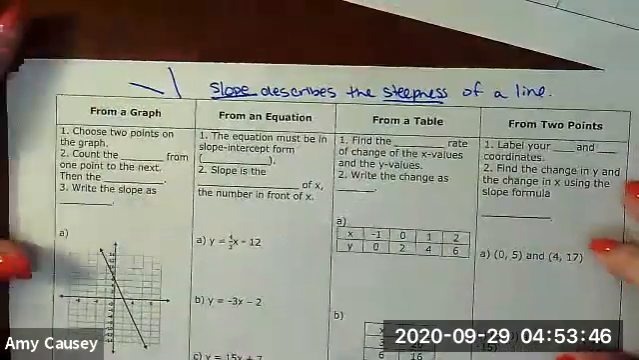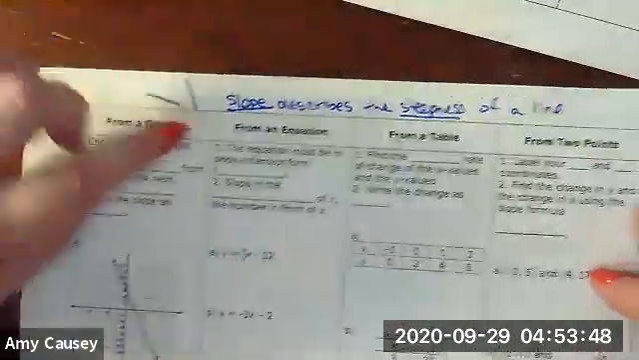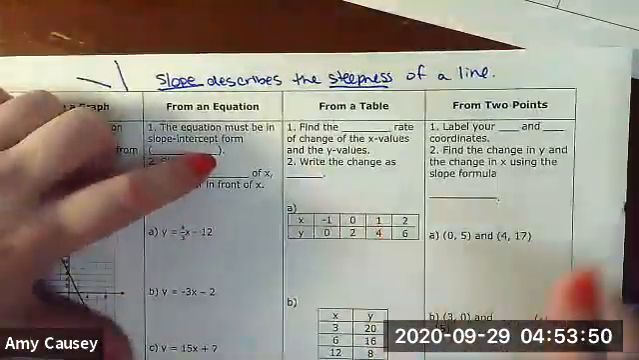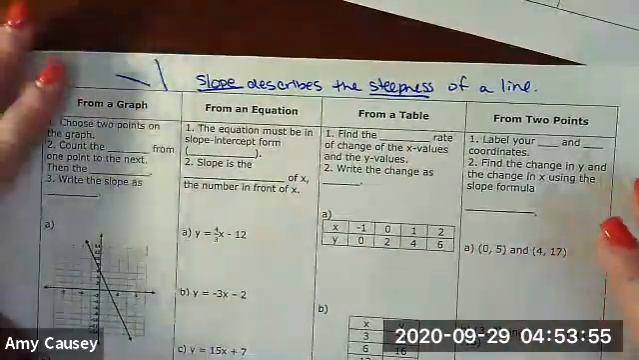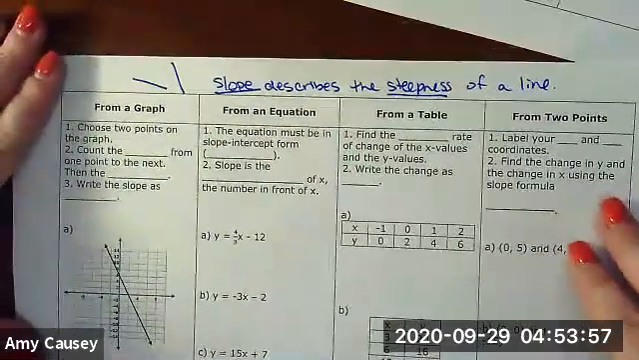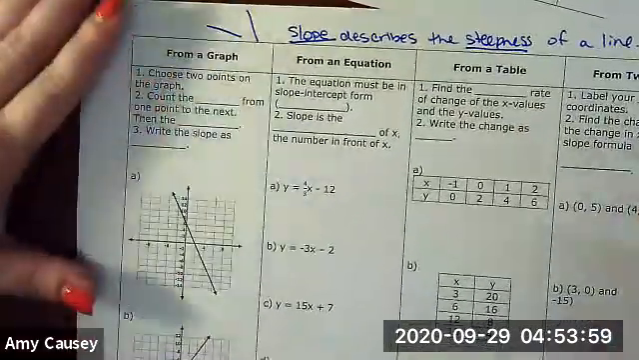We're going to be doing this from multiple representations, from a graph, from an equation, from a table, from 2 points. The only representation that is missing here is from a word problem, which we will get into at a later date. So let's start with from a graph.